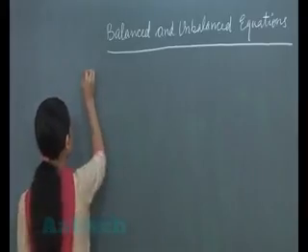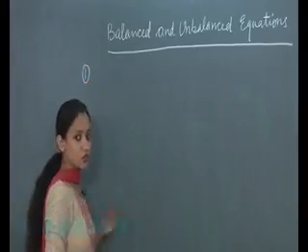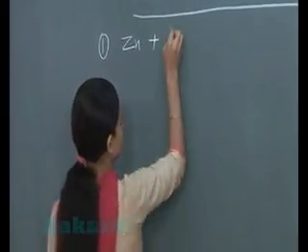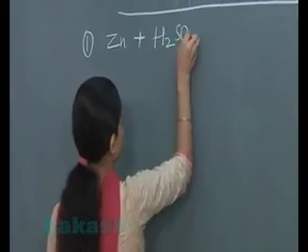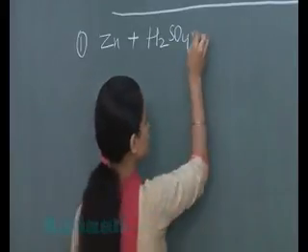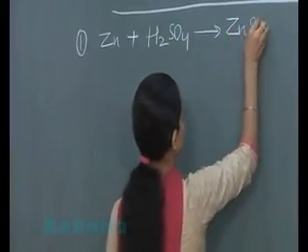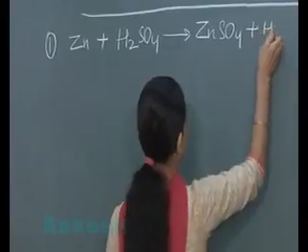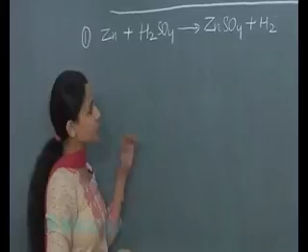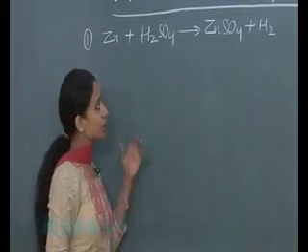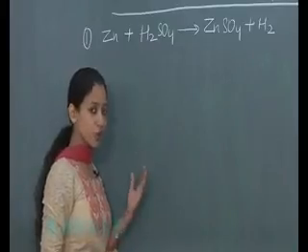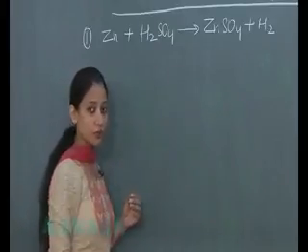Let us take the first example of a chemical equation which is representing the reaction between zinc and sulfuric acid. Sulfuric acid is H2SO4. Now when there is a reaction between zinc and sulfuric acid, it gives you zinc sulfate and hydrogen gas is evolved. You're familiar with this reaction? Now students, let us see whether this equation is balanced or not. By the word balanced, we mean that the number of atoms of each element should be equal on the reactant side as well as on the product side.